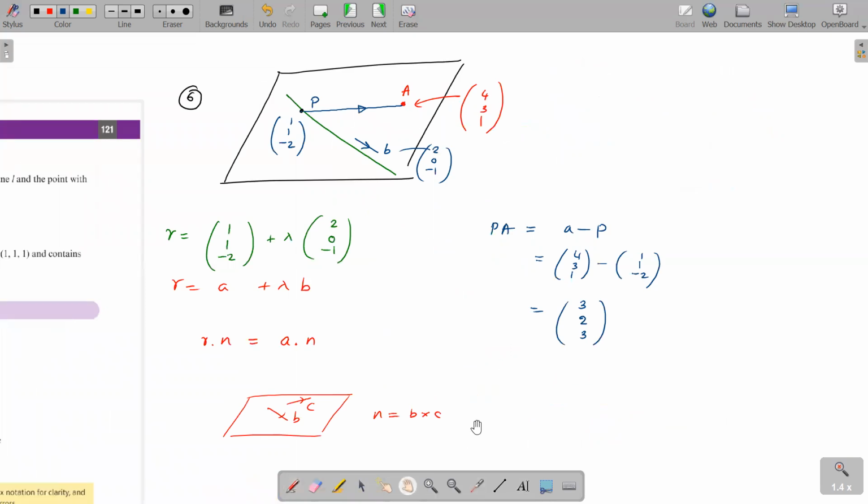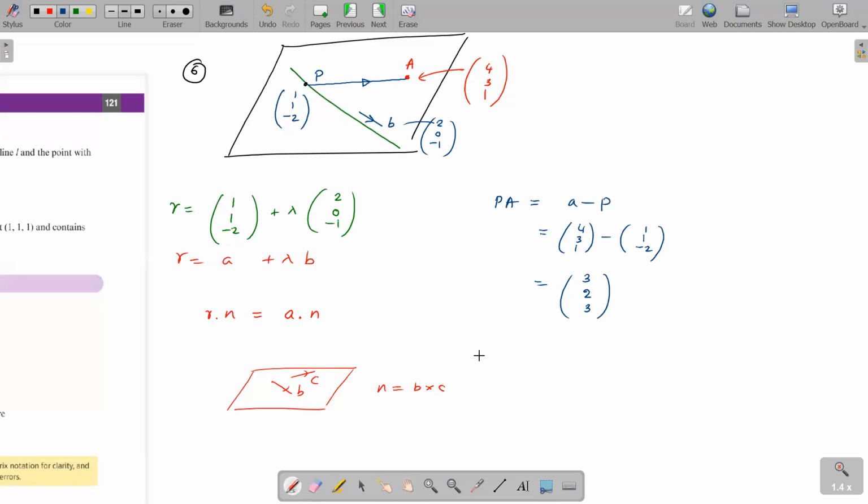So now what do we do to find n? I have the two direction vectors, right? First you could use this information and actually write the vector equation of the plane. What's the vector equation? R equal a plus lambda b plus mu c, right? Where a represents a position vector on the plane. I'll use (4, 3, 1). You could even use (1, 1, minus 2), plus lambda times b, the first direction vector of our plane, which is (2, 0, minus 1), plus mu times the second direction vector of our plane, PA, which I found as (3, 2, 3). So now we'll find our n.